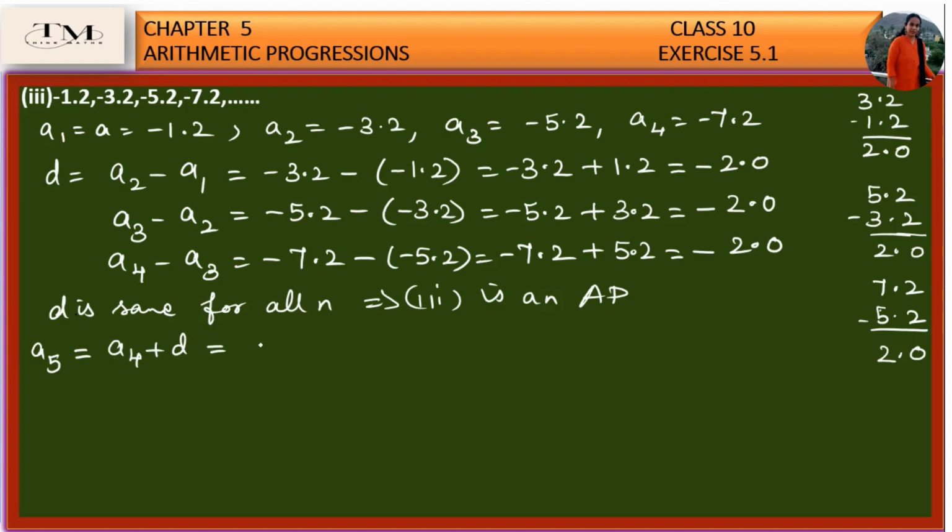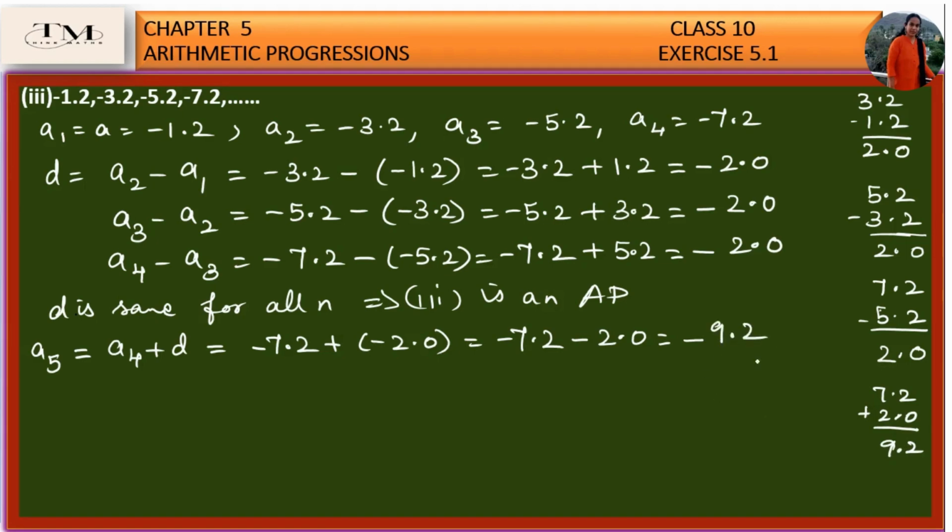So A4 is minus 7.2, plus what is D? D is minus 2.0. So it is minus 7.2 plus into minus, minus 2.0. So if both are negative, put the same sign and you have to add. So it is 7.2 with 2.0. So 2 plus 0, it is 2. 7 plus 2, it is 9. So it is negative 9.2.